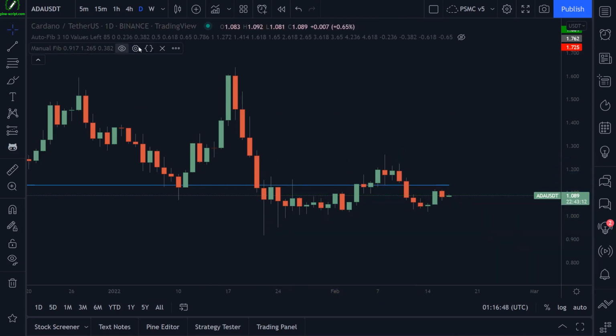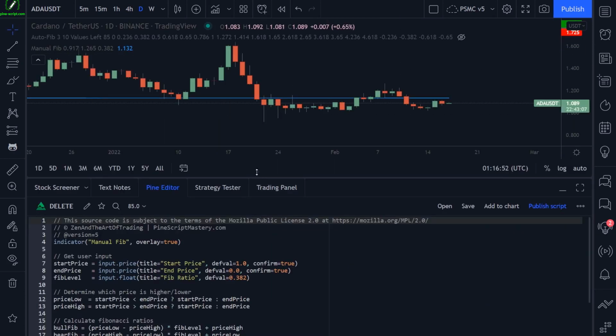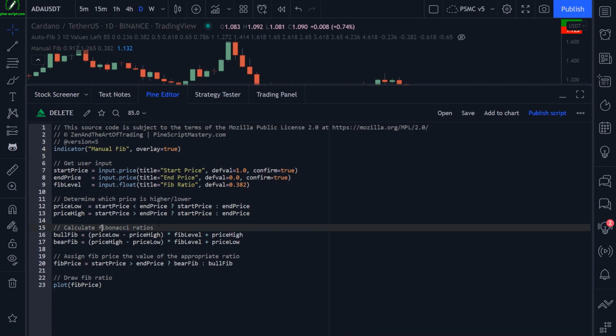And yeah, we're achieving that with this code here. So I will explain the code really quickly. So the first thing we do is determine which price from our inputs is higher or lower. So our price low is set to, is the starting price lower than the ending price? If so, then the starting price is our price low. Otherwise, the ending price is our price low.